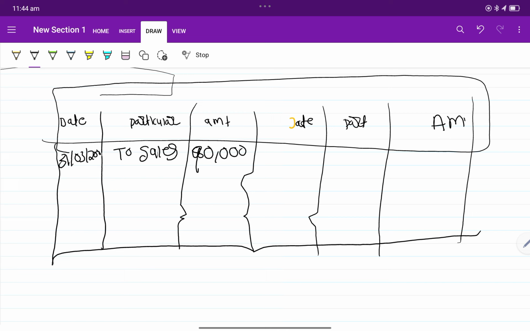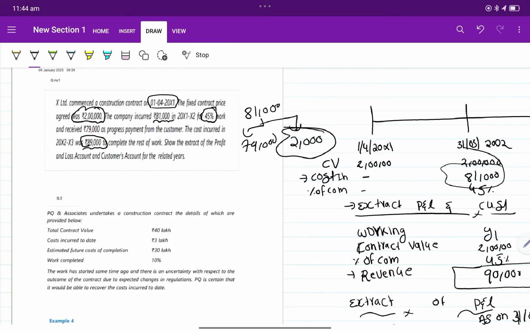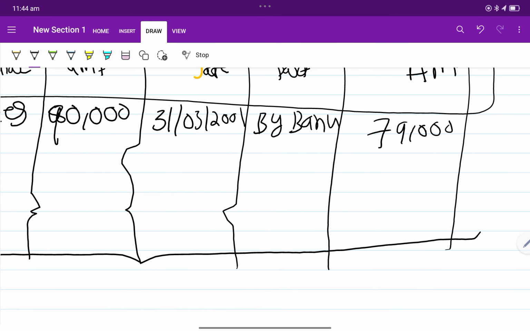90,000 rupees. So how much amount was received from the party as on 31st 03 2001? What accounting entry will you write? Bank account debit to the customer account. So by bank account, how much have we received? 79,000 rupees. See, in the question, how much received? 79,000 rupees. So what is the amount yet to be received from the party? By balance carry down.